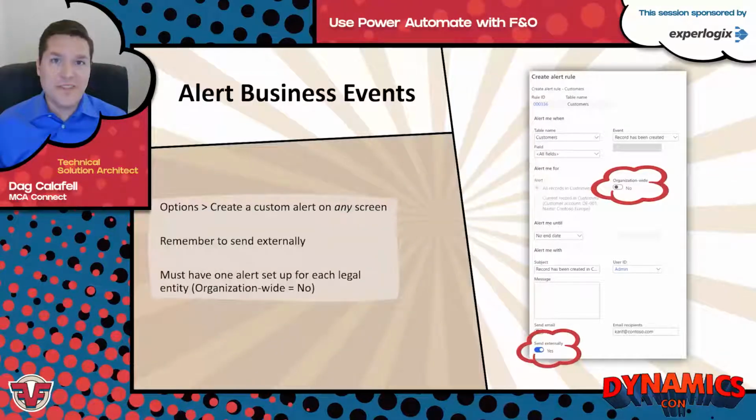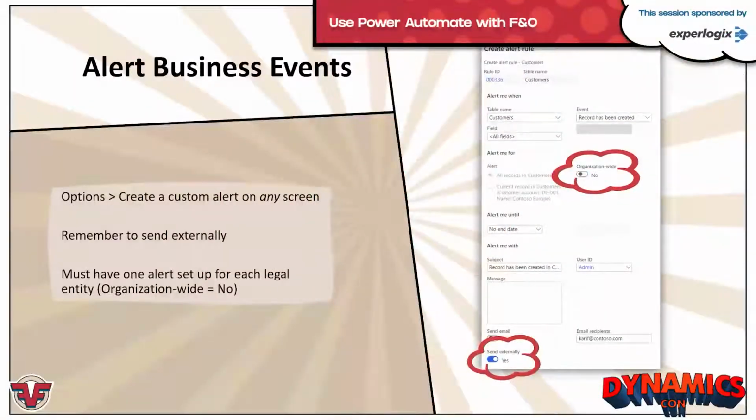Hopefully you're already aware that in most of the pages of finance and operations, you can click on the options tab in the action pane and then click on create custom alert. And that will enable you to get a notification whenever a record is created or deleted or a particular field is changed. And business events have hooked into this as well. So you can create an alert rule, and as long as it's not organization wide and send externally is turned on, that will fire a business event that then you can take action with in Power Automate.